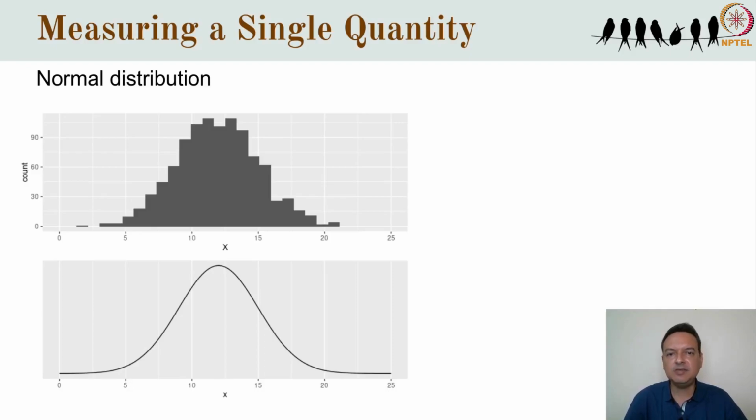Changing the mean shifts the curve left or right. The standard deviation specifies how wide the curve is. The smaller the standard deviation, the narrower the curve, with extreme observations being less frequent. And the larger the standard deviation, the broader the distribution, and extreme observations are more frequent.